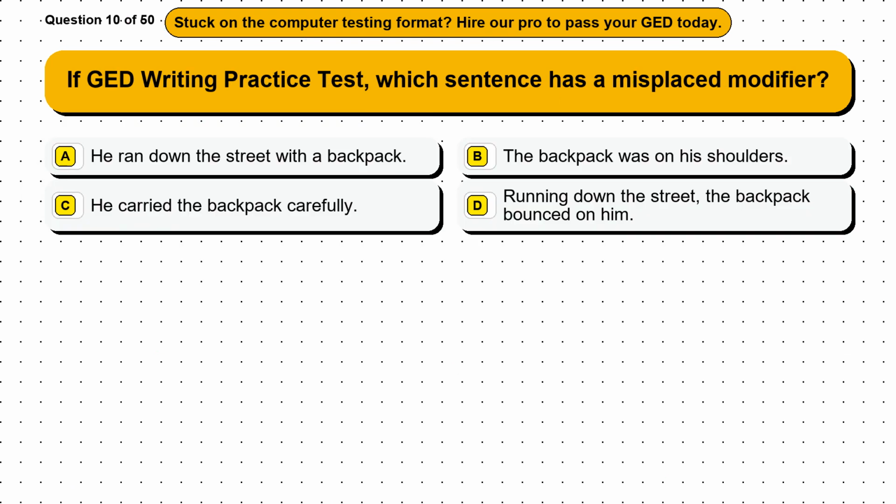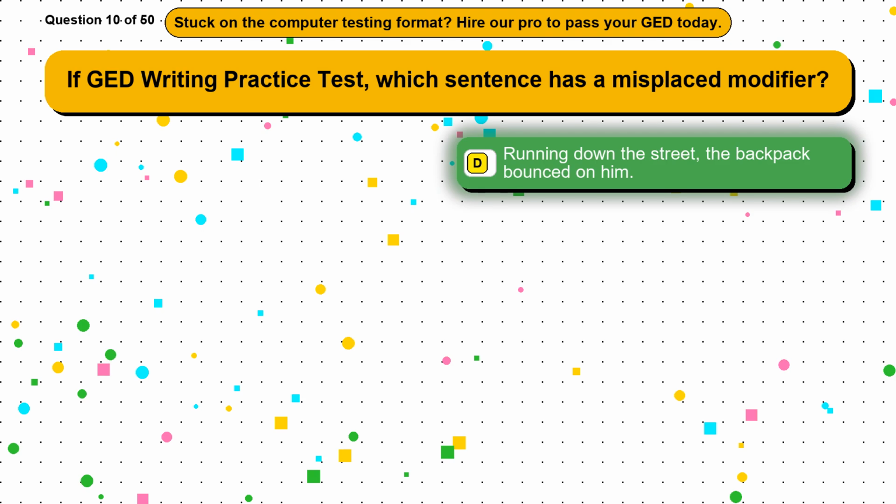Question 10. If GED Writing Practice Test, which sentence has a misplaced modifier? Option A. He ran down the street with a backpack. Option B. The backpack was on his shoulders. Option C. He carried the backpack carefully. Option D. Running down the street, the backpack bounced on him. The correct answer is option D.